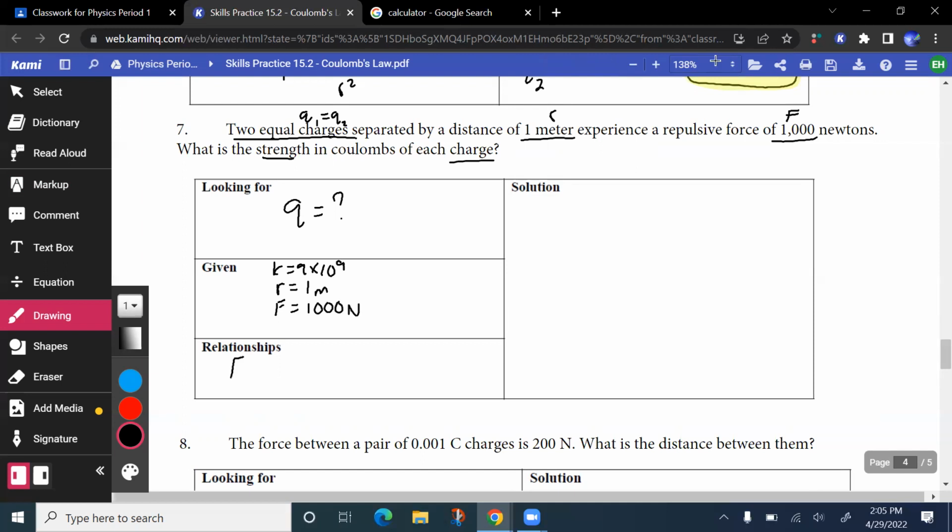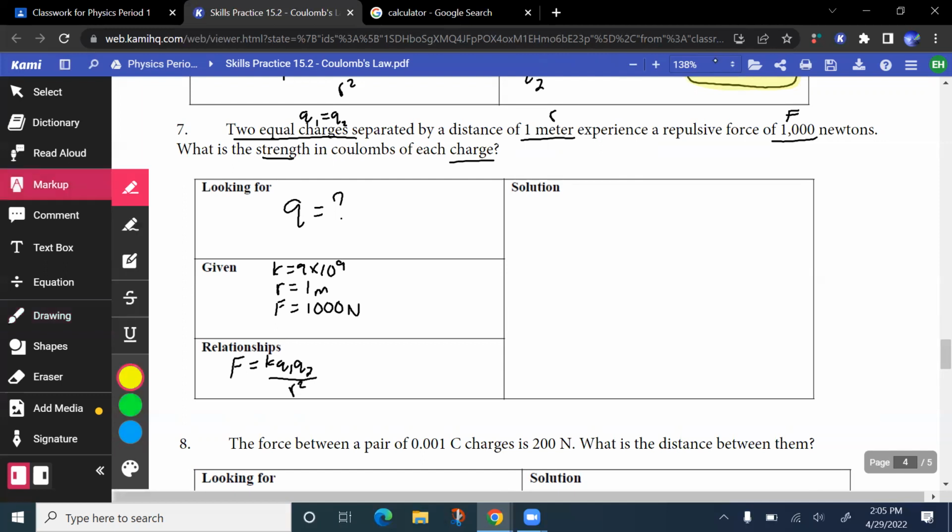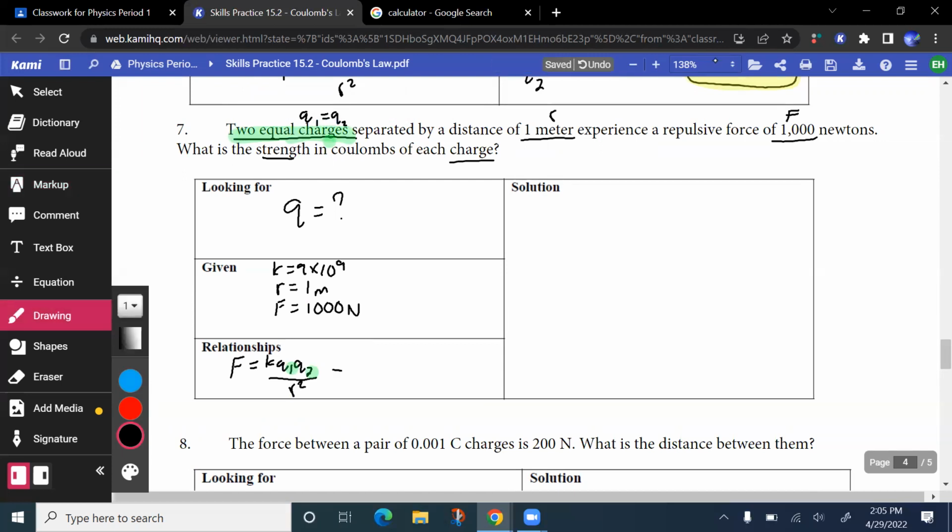Okay, so I'm going to start with the main equation. F equals K Q1 Q2 over R squared. Please keep in mind, though, that if you have two equal charges, then Q1 and Q2, well, you don't need the 1 and the 2 anymore. It's just Q times Q, which would be Q squared. So I could just write it as KQ squared, which is Q times Q, over R squared. And we're going to solve that equation for Q.